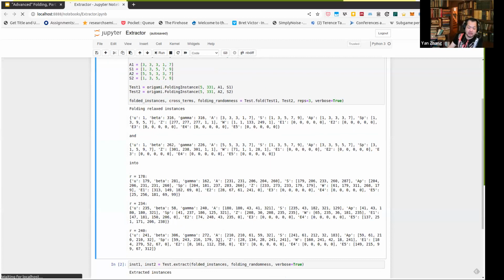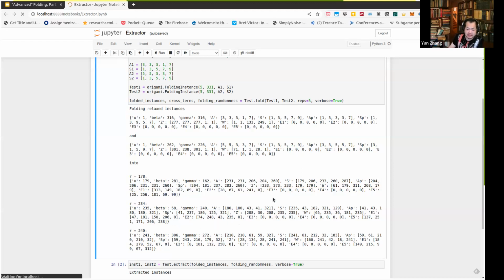And each time you get a new folded instance. It has some U, no longer 1, and some beta and gamma of its own. These A, S, A primes, and S primes, as Aardvark showed earlier in the table, don't look like lookups anymore, but somehow the math is embedded within this, which is pretty cool. And notice that the errors have begun to accumulate, okay?